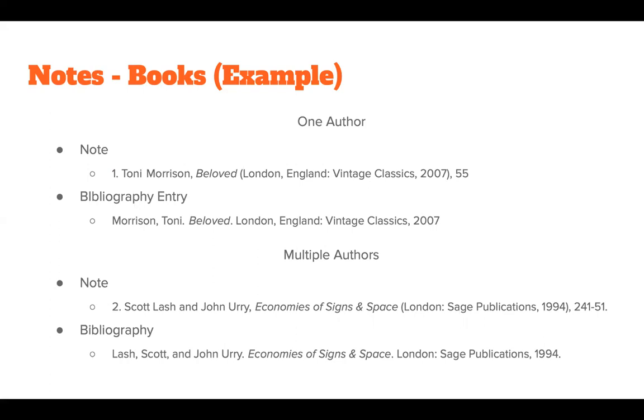And then we have for what happens with multiple authors, we have the note similarly, but we have just more than one author's name. And we can see that they're in the order that they appeared on the book.